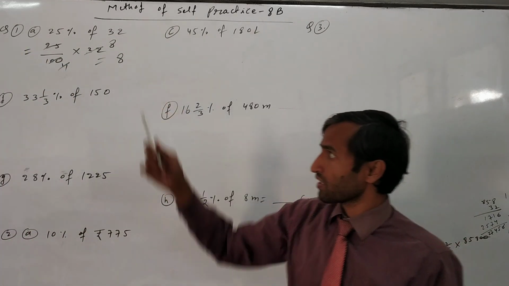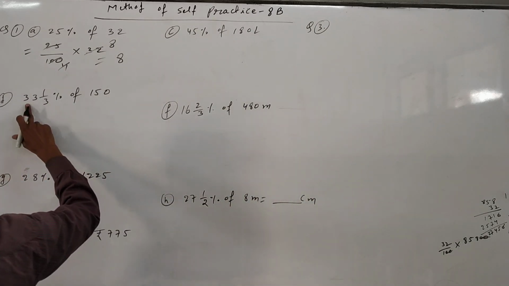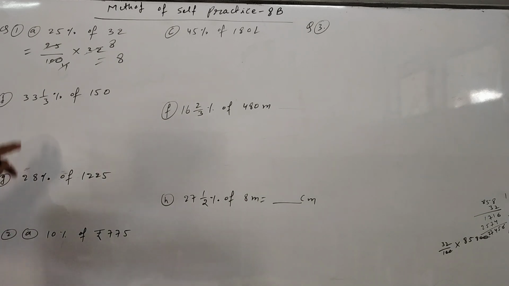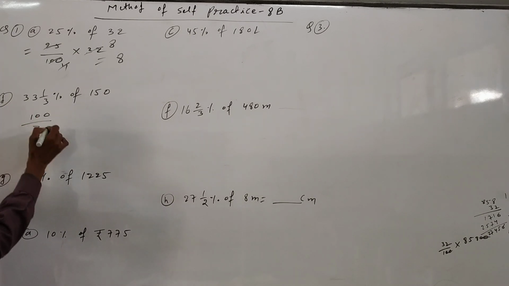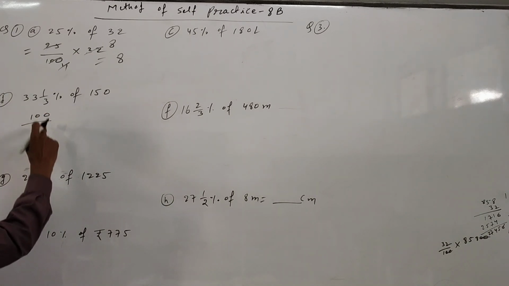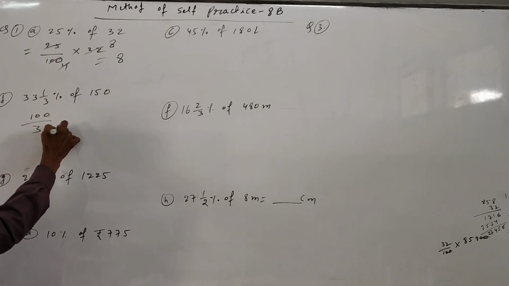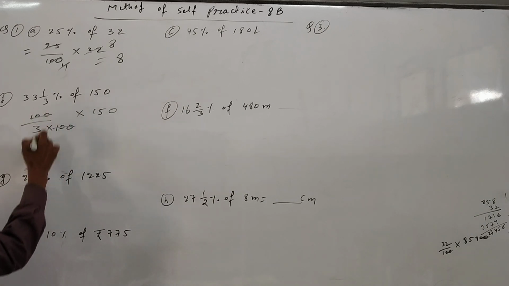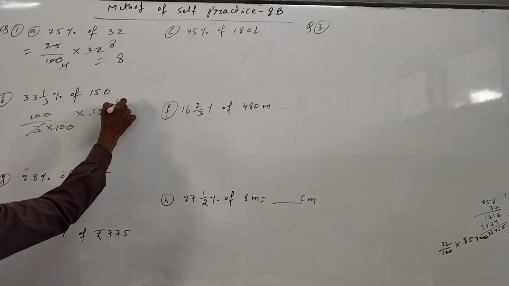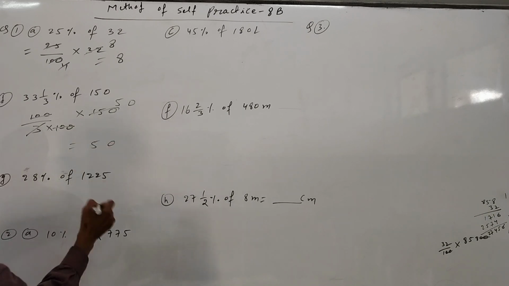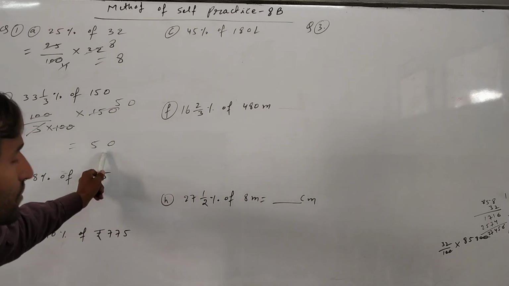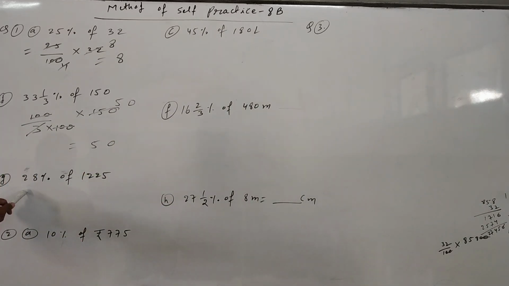This is the answer. Now in part 8D, 33 1/3% of 150, how much? Remove the mixed fraction, then it becomes 100 upon 3 in the percent, and in place of percent we put 100 again. Of means multiply 150. So 100 will cancel, and by the 3 table you can cancel, it becomes 50. So the final answer is 50, which means 33 1/3% of 150 will be 50 only. Okay, now we have to solve part G.